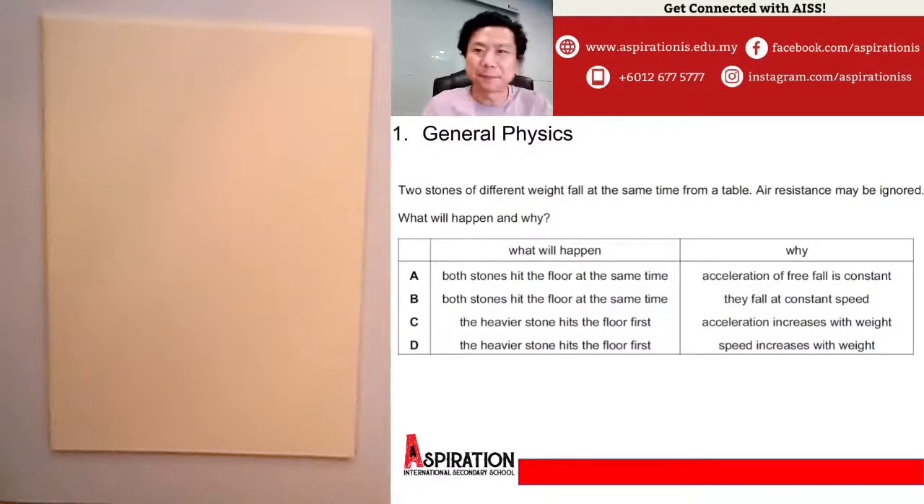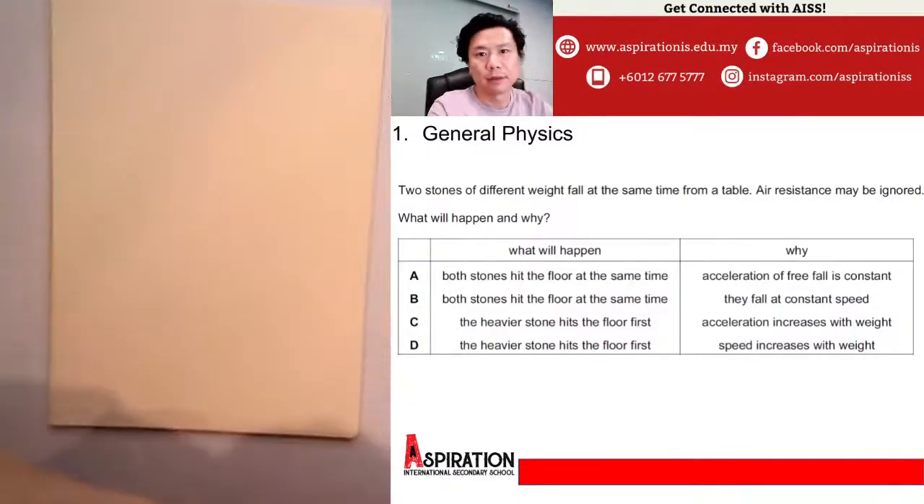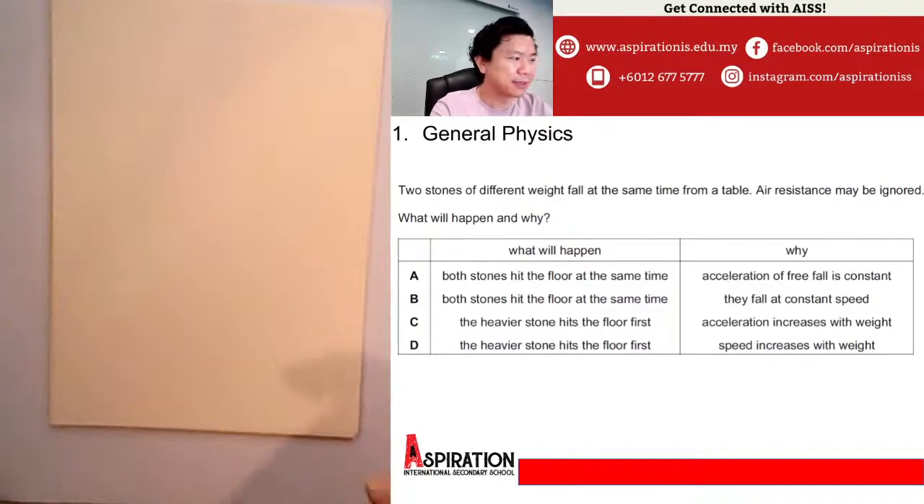Have a go at this question. Two stones fall from different heights. I think they fall from the same height. What do you think will happen? These stones are of different sizes, so different weight, and they fall at the same time from the same height. And what will happen? This is a simple question to get us started. Can I see some answers?